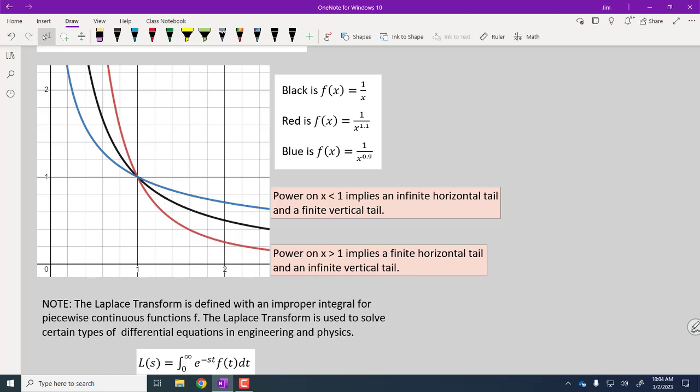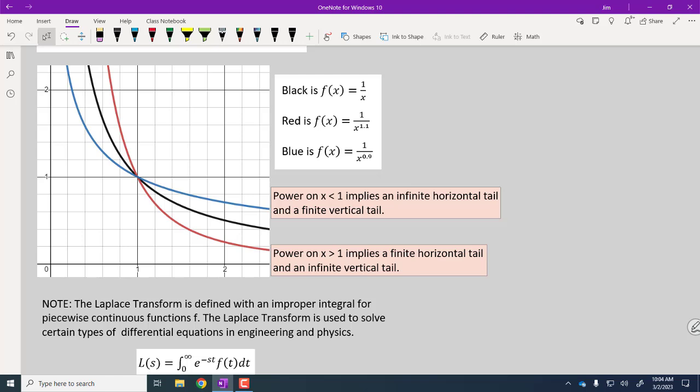If we approach the x-axis faster than 1 over x, we will have horizontal convergence. So the red function, we bumped up the power of x just a tiny bit, and we'll have convergence. As long as that exponent is more than 1, if it's 1.000001, that's enough. If it's just a skosh bigger than 1, that curve is going to approach the x-axis fast enough for convergence. If that exponent is bigger than 1, we'll have a finite horizontal tail, we'll have convergence.